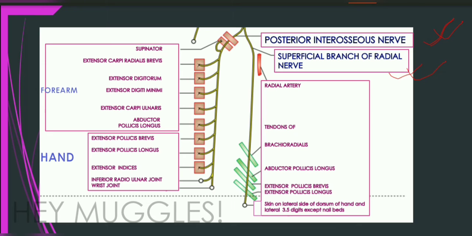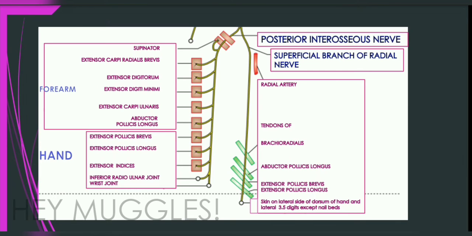The posterior interosseous nerve enters the cubital fossa and it gives 2 muscular branches, to your supinator muscle and to extensor carpi radialis brevis, right? After supplying these 2 muscles, it enters the posterior compartment of the forearm and it supplies all the extensor muscles, right?